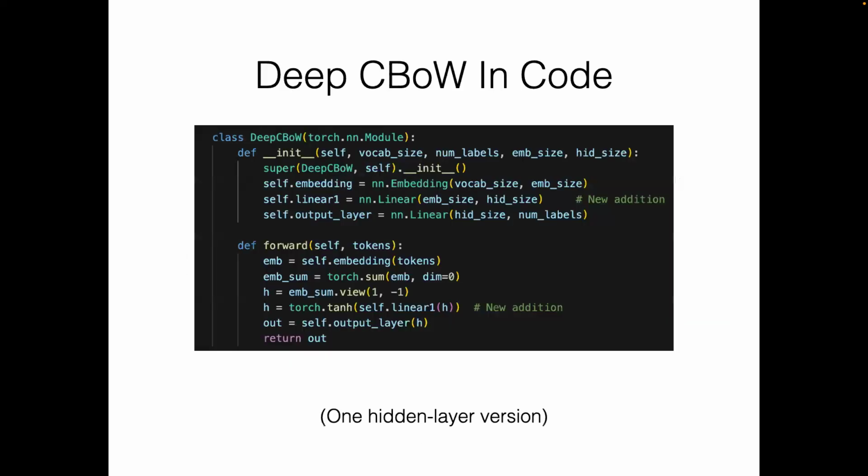So that's that. And now the code doesn't change that much. Here this is just a simple one. So we just have one layer. It'll be this linear one. And now you could see, there's a comment, new addition. The only new addition here is you have this torch.tanh and then the linear layer. Okay.